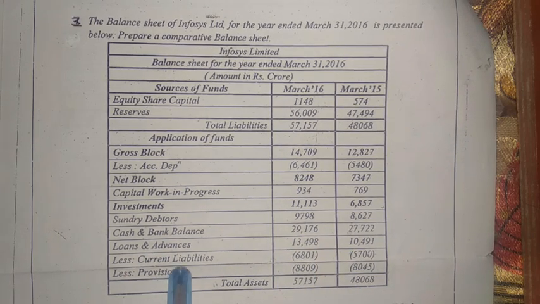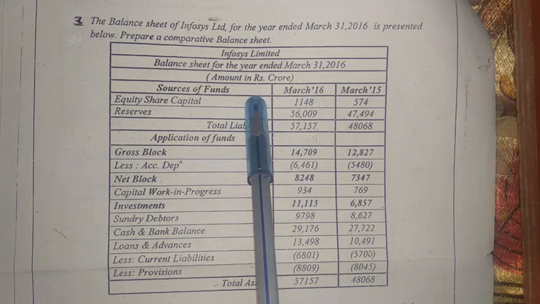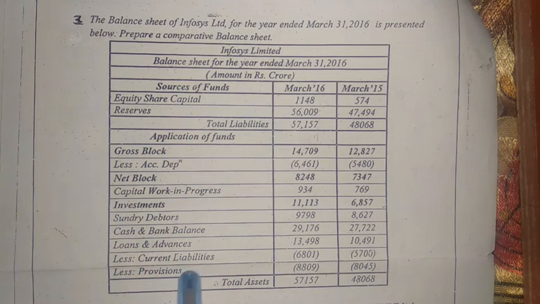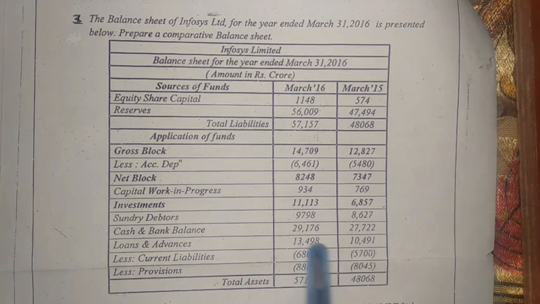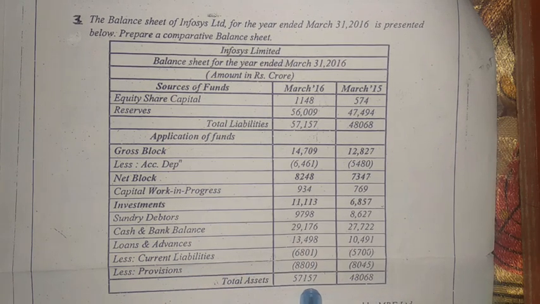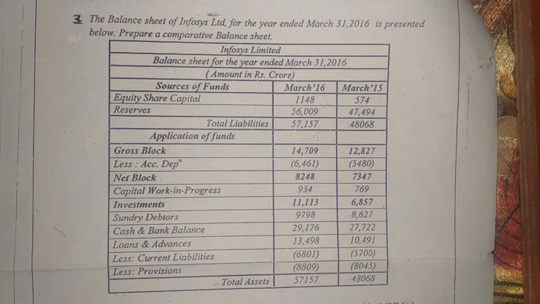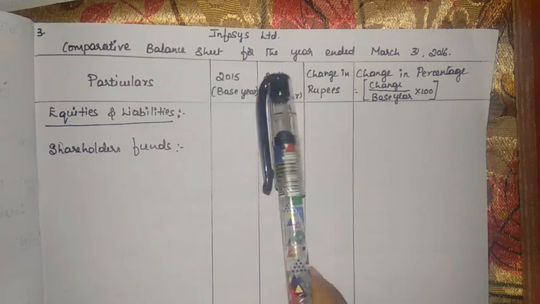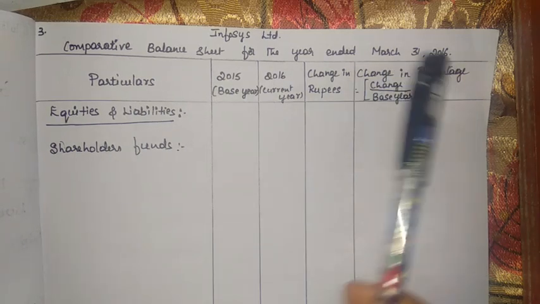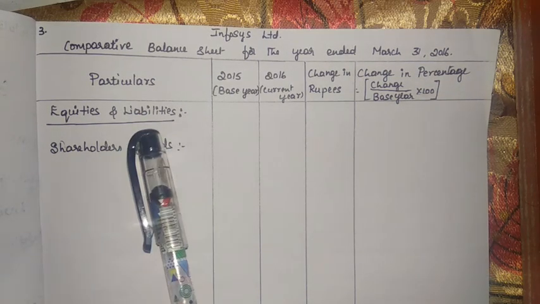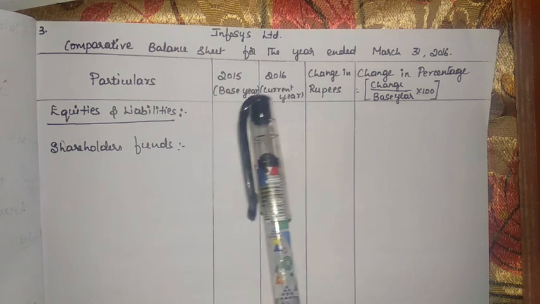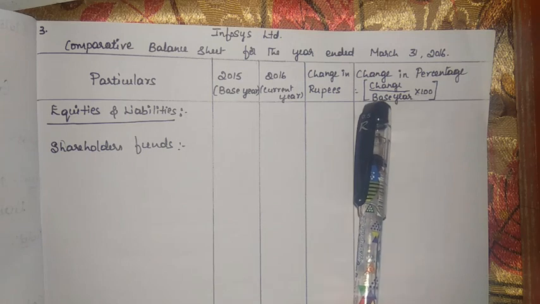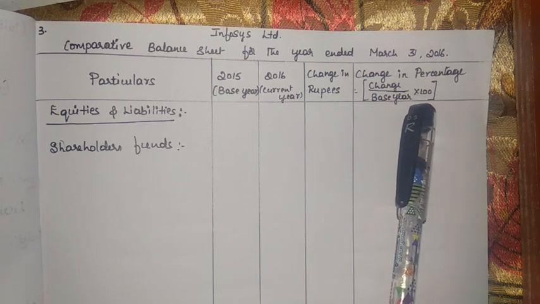The current liabilities and provisions come under equities and liabilities. So there you have to treat them as current liabilities and provisions. These are the liabilities. So we'll go for solving this problem. This is a statement: comparative balance sheet for the year ended March 31st, 2016. Particulars: 2015 base year, 2016 current year. Changes in rupees, and changes in percentage equals change divided by base year into 100.